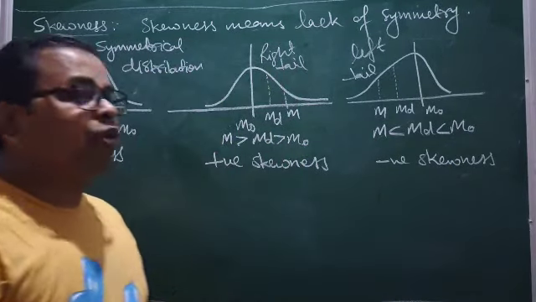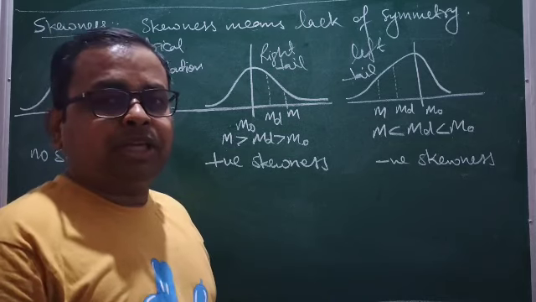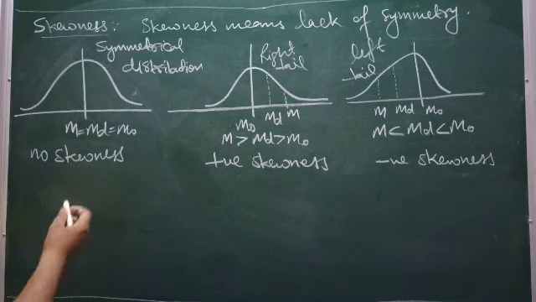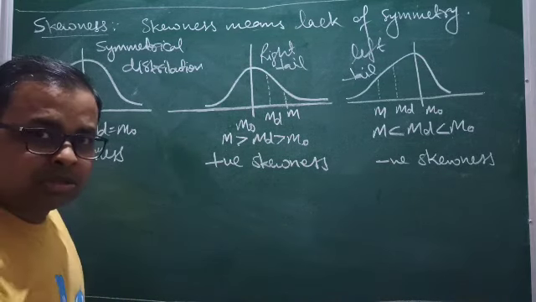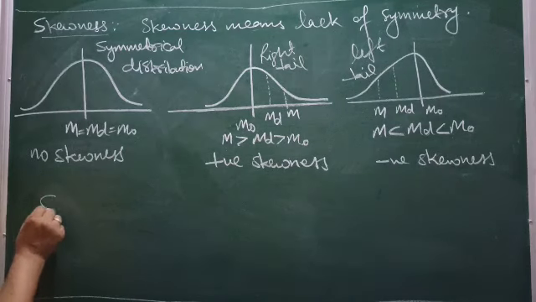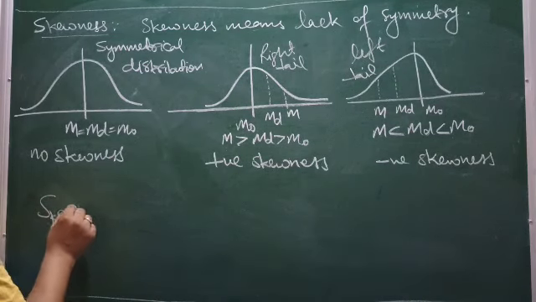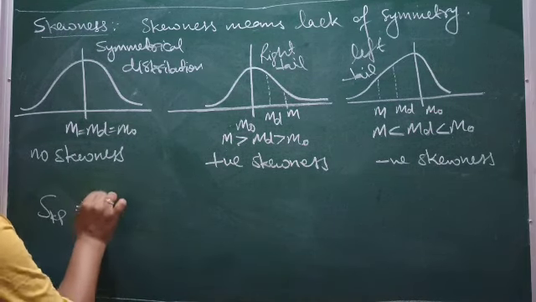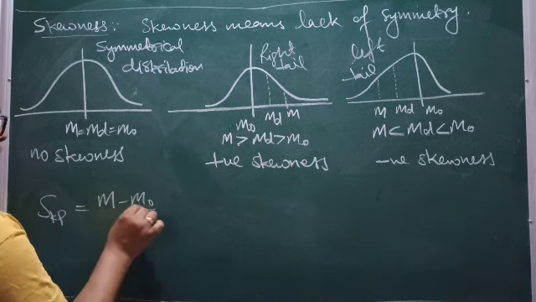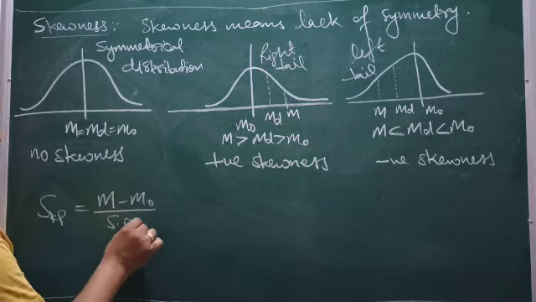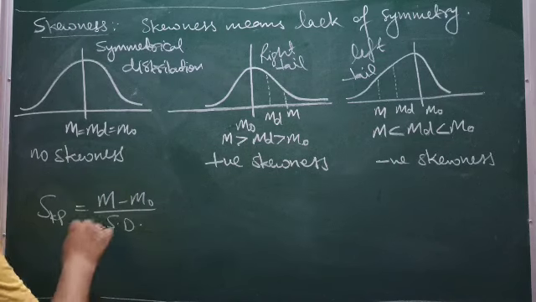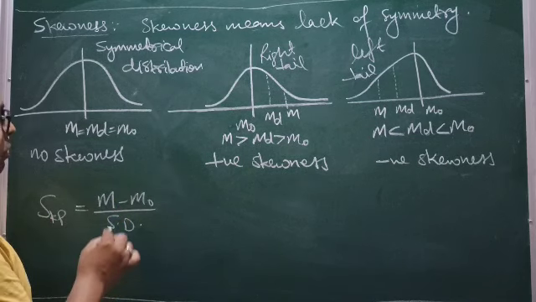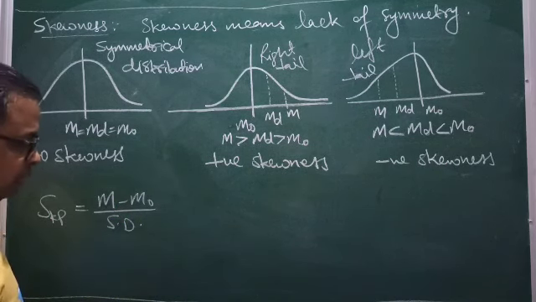This is the theoretical part, but how do we measure the skewness mathematically, with the help of the given data? So the formula is given by Karl Pearson. This notation is SKP, the coefficient of skewness, Karl Pearson coefficient of skewness. This is mean minus mode upon standard deviation. SD means standard deviation. This is the formula to calculate the coefficient of skewness with the help of mean, mode and standard deviation.